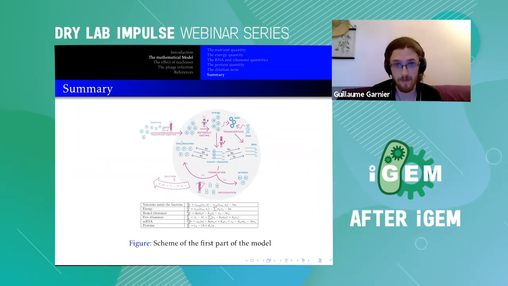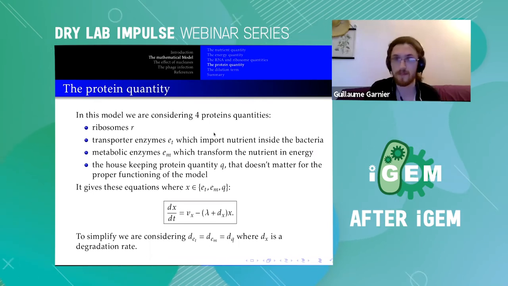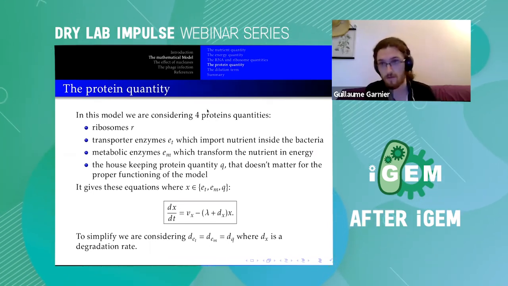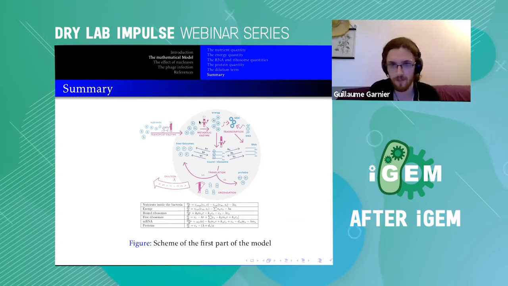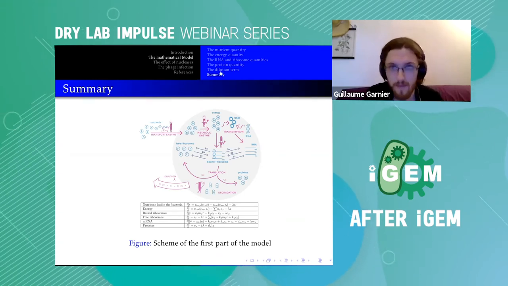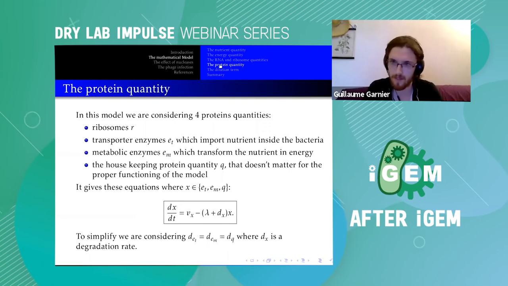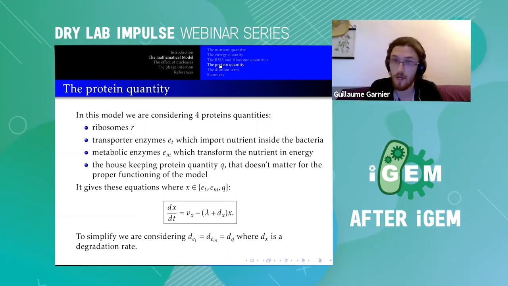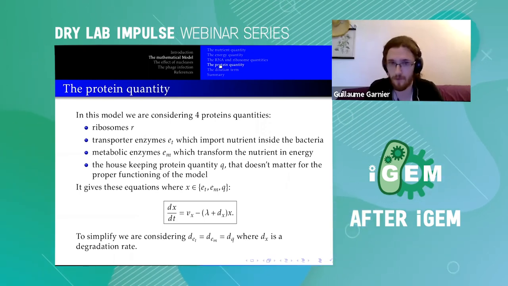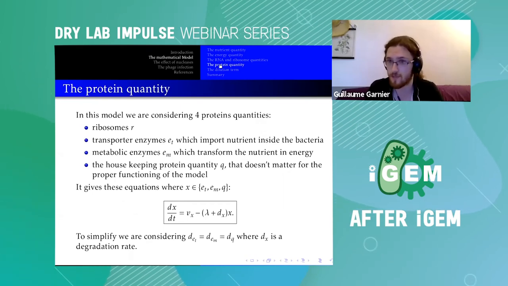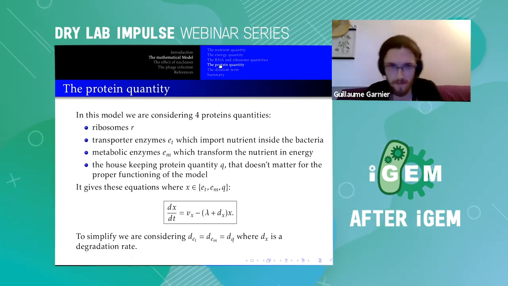After that, we also have the metabolic enzyme. It's the protein which transforms the nutrient into energy. We can see that in the summary. We also have the housekeeping protein. It's a protein that we have in the cell, but it doesn't really matter for the proper functioning of the model. But the cell needs those proteins. That's the reason why those proteins are also described, and their dynamics are also described.